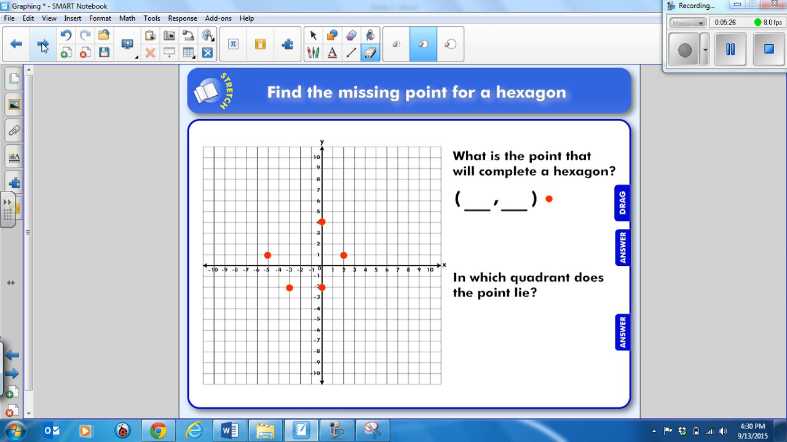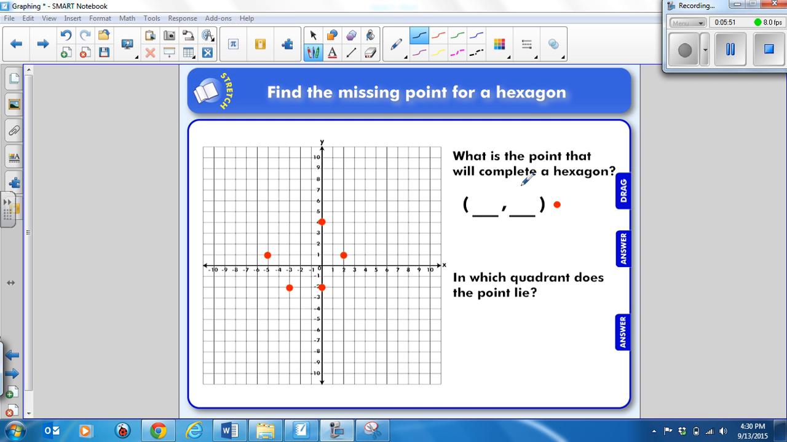All right, let's take a look at this one. It says, what is the point that will complete a hexagon? So here, it wants you to find the missing point. So what I want you to do is go ahead and pause the video, and then identify what the missing point is. Okay, now if you plot -3, 4, then you are correct. All right, so the answer is -3, 4.